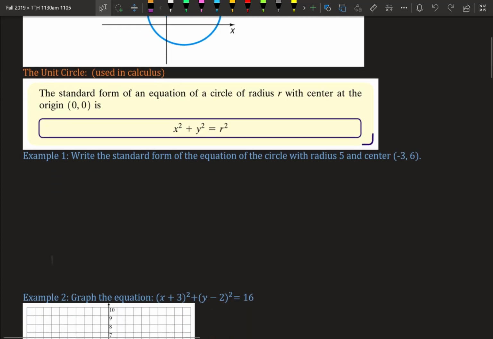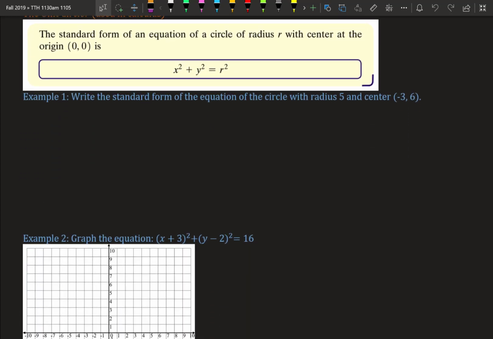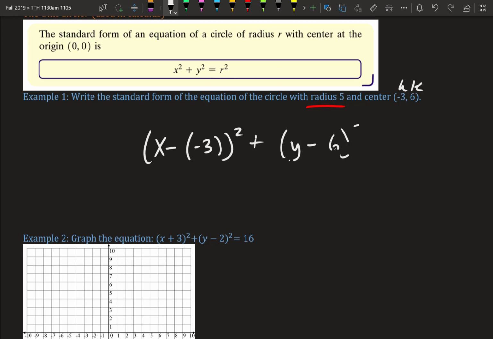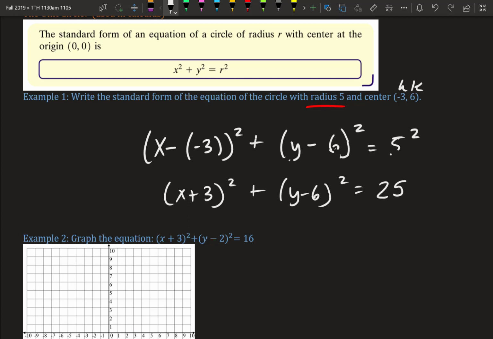So let's write the standard form of the equation of the circle with radius 5 and center (negative 3, 6). So we have our h, we have our k, and it tells us our r is 5. So we'll have x minus h, which is negative 3, squared, plus y minus k, which is 6, squared, and that equals 5 squared. So we can just clean this up to (x plus 3) squared plus (y minus 6) squared equals 25.